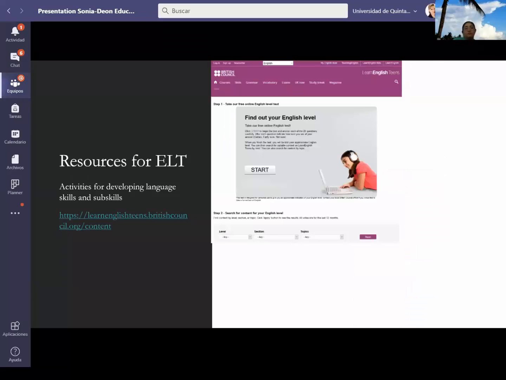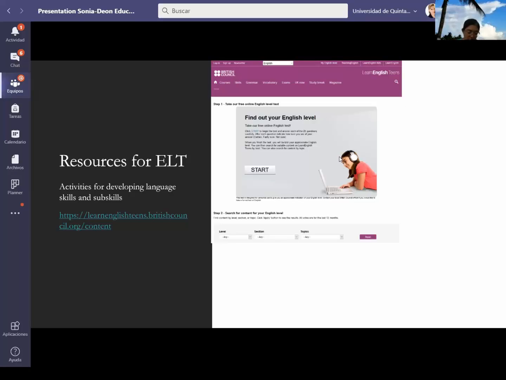A second resource from the British Council is very similar, except this one is Learn English Teens. So even though it's more targeted towards teenagers, the reality is the students that we'll be working with in higher education are not teenagers, but they are young adults. So again, these topics have also seemed, I think, very interesting for the students that I've worked with at least.